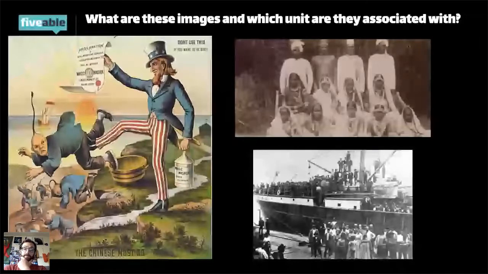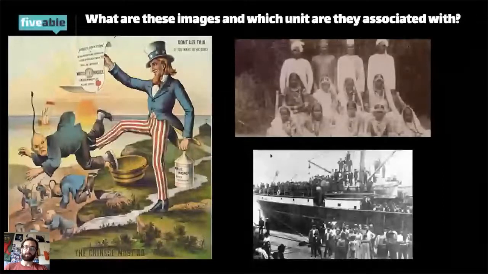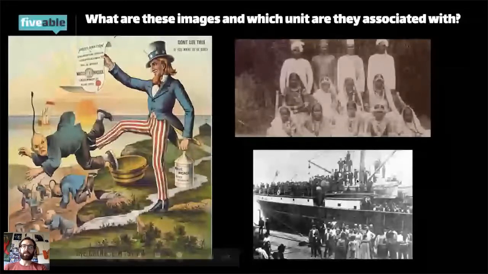Notice that there's a ship down here. This bottom right one is actually Italians disembarking in Argentina in the 1890s. This is the Chinese Exclusion Act, which was passed at the very tail end of Unit 6.